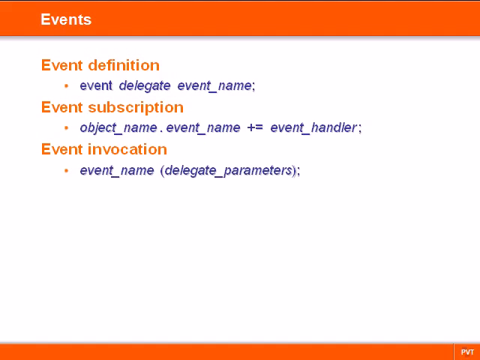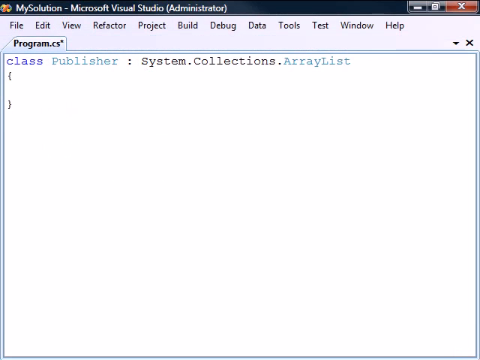Events enable an object to notify other objects when something of interest occurs. The object that raises the event is called the publisher, and the objects that handle the event are called subscribers. To demonstrate the use of events, let's first create the publisher.